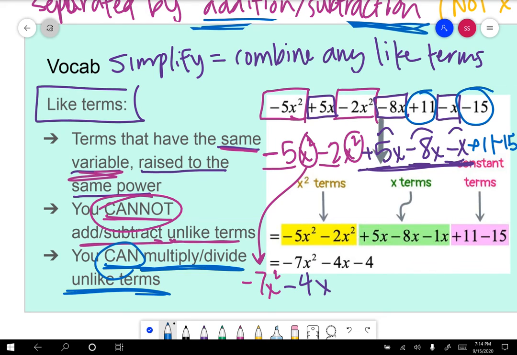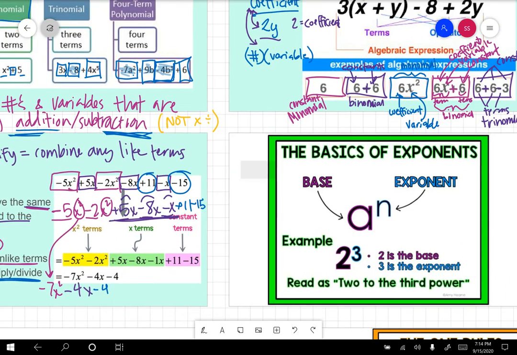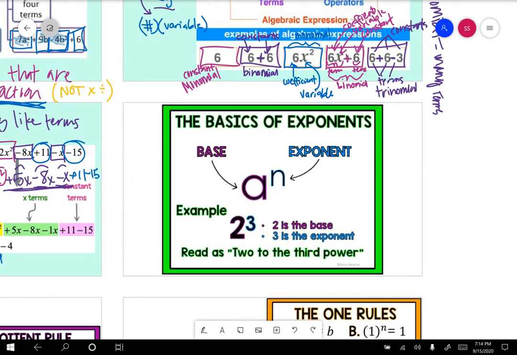Okay, we're almost done here. Then we have 11 minus 15. I lost my train of thought for a sec. If we combine those, we get negative 4. And voila, we have simplified. Okay, that one took longer than I was expecting, but that's fine.